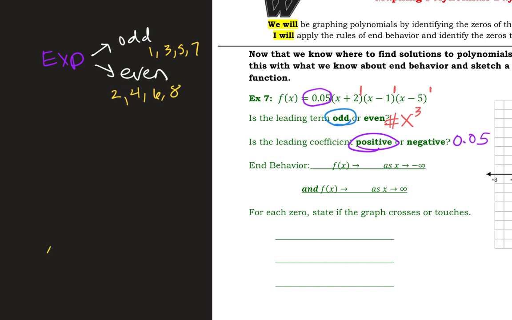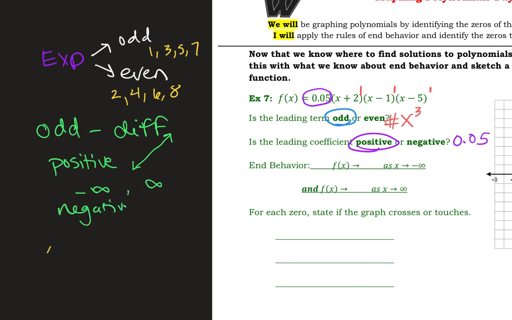All right, and then once you decide if it's odd or even, what we did then is we said, if we have an odd one, they're going to be different. If it was positive, we imagine a positive slope. I'm not saying that it's going to be linear, but this would tell me that it's going from a negative towards a positive. And then if it was a negative, we imagine a negative slope. This one's going from a positive to a negative.